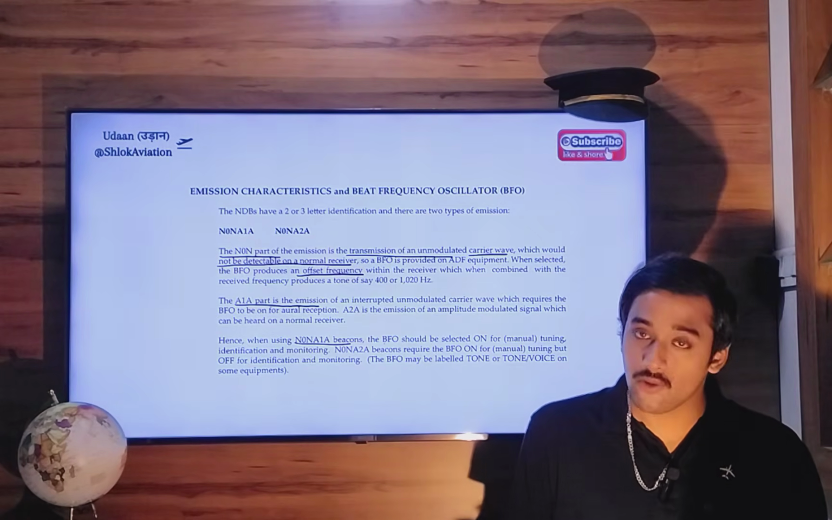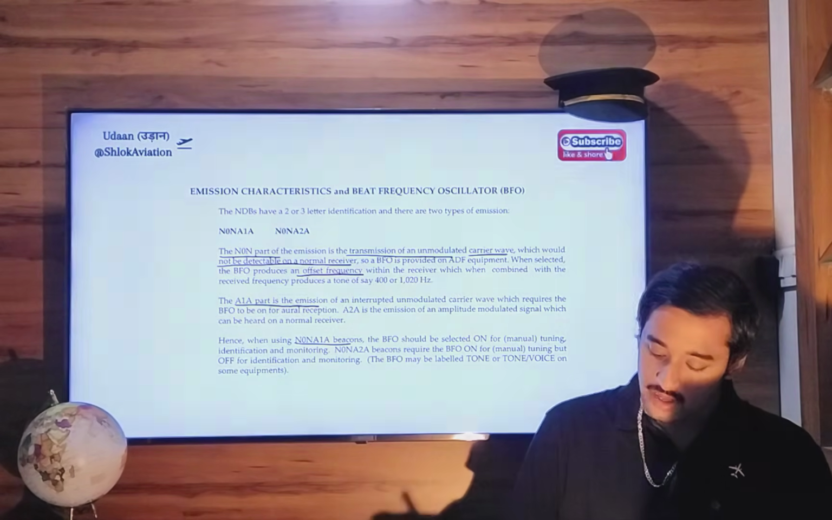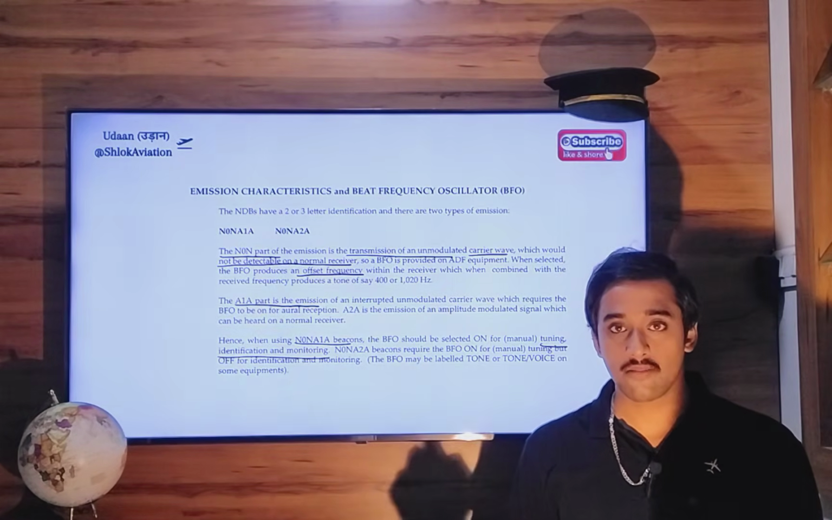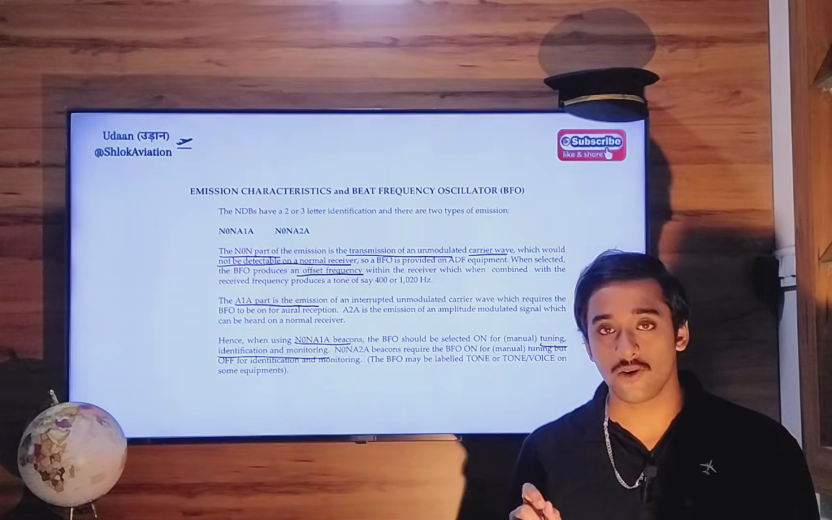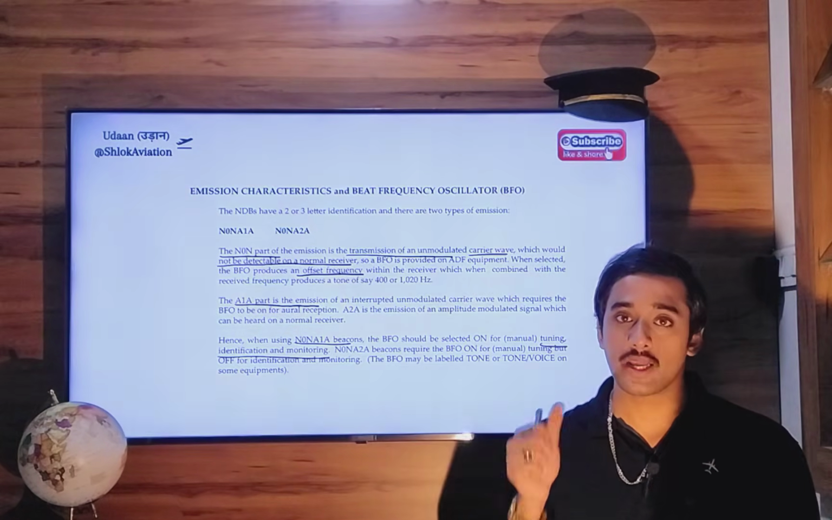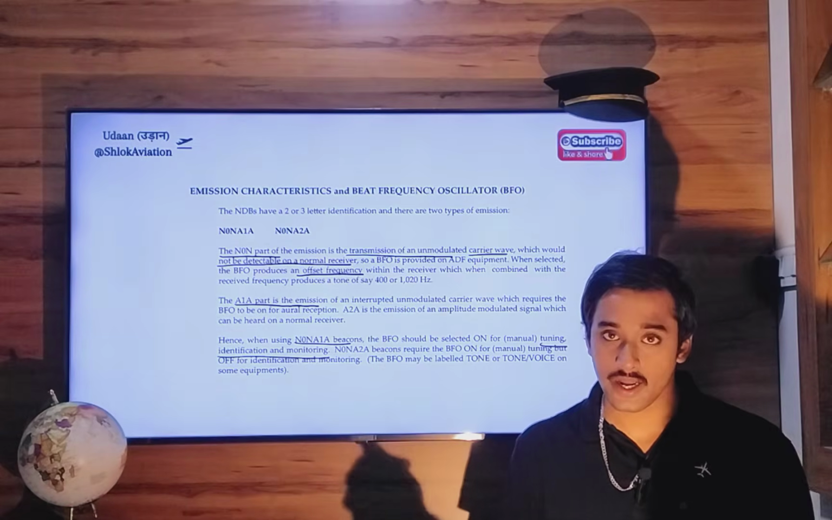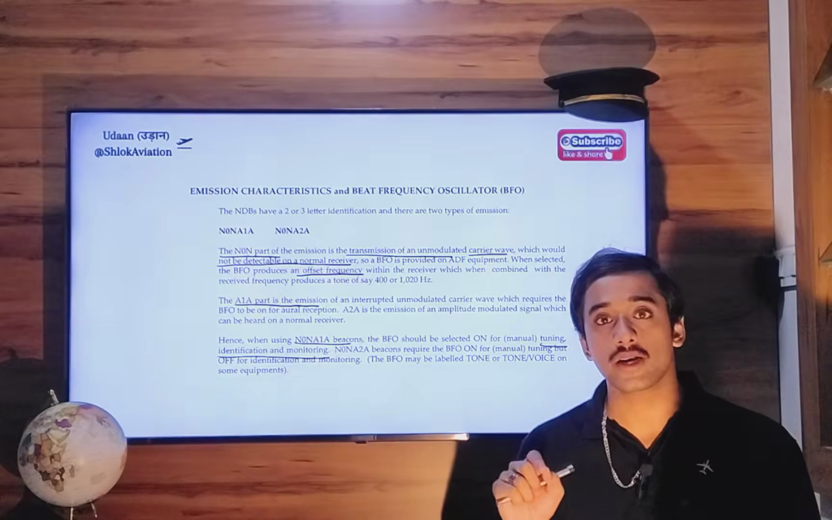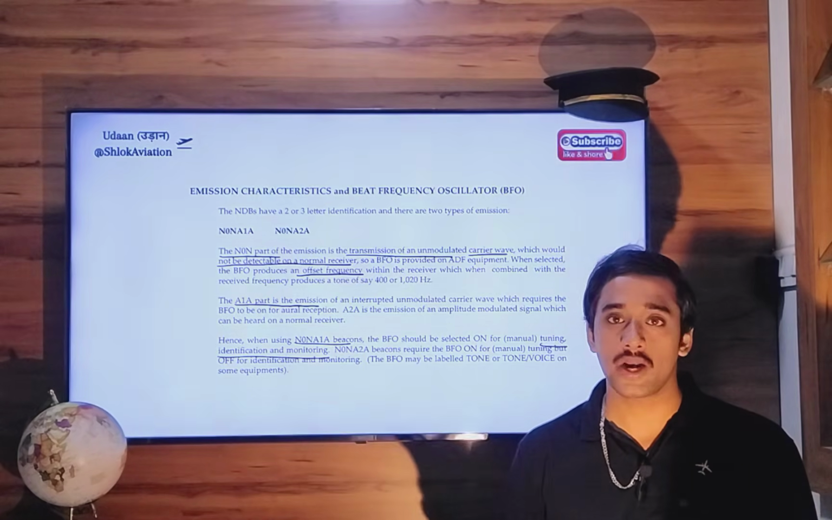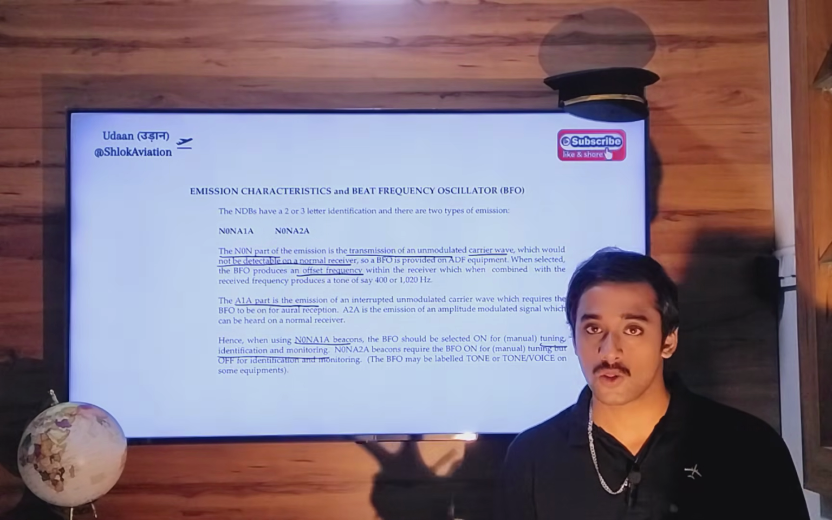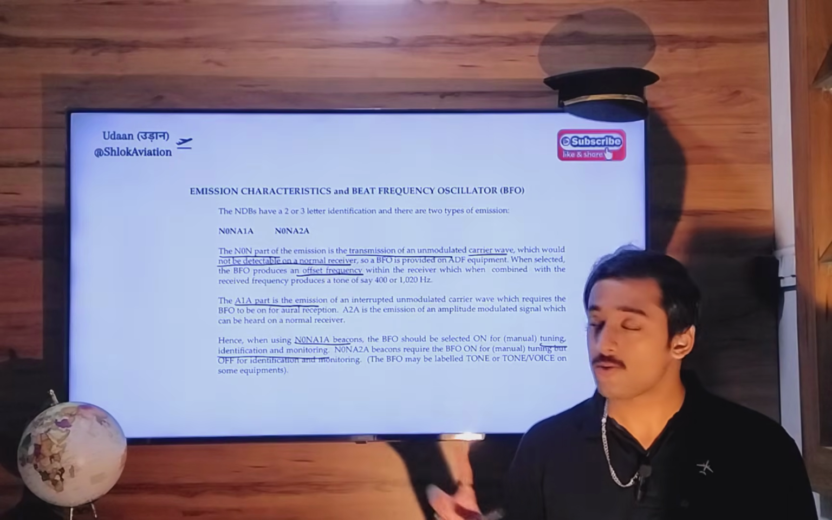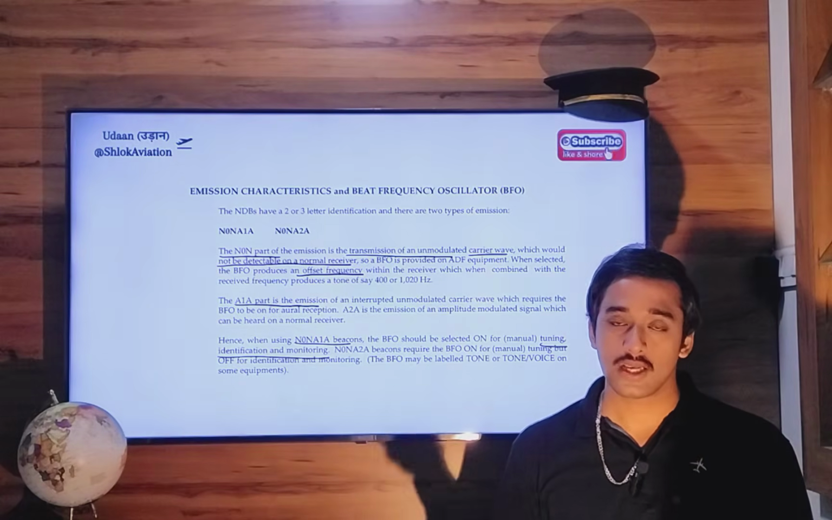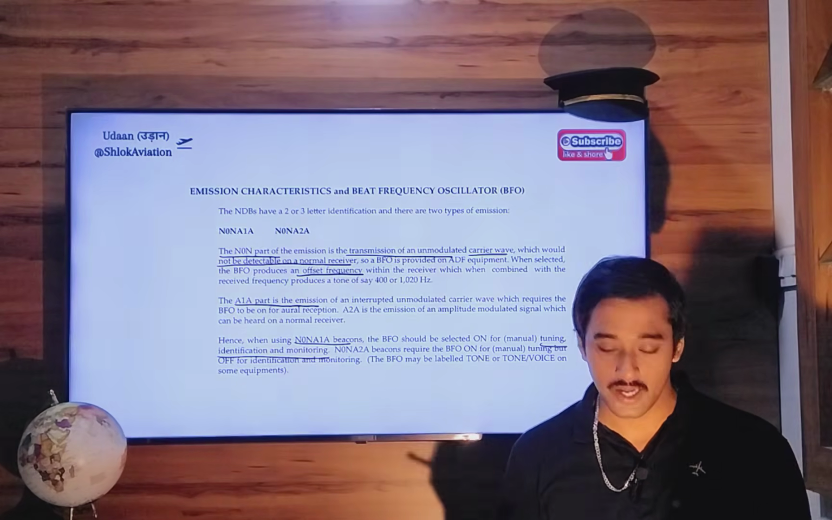Now, for the A1A part of the emission, you need to switch on the BFO for tuning, identification, and monitoring. For non-A1A part of the emission, you're going to switch on the BFO for tuning, identification, and monitoring. For non-A2A, you're going to use BFO only for tuning. For identification and monitoring, you do not keep your BFO on for those two purposes. But for A1A, you need your BFO active for all three purposes, that is tuning, identification, and monitoring.